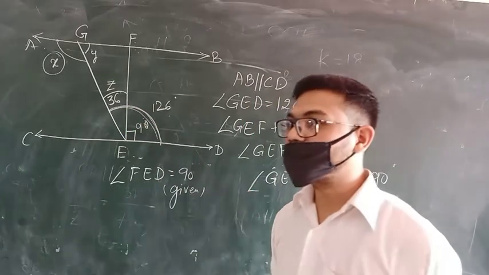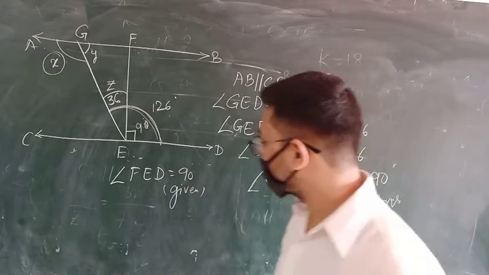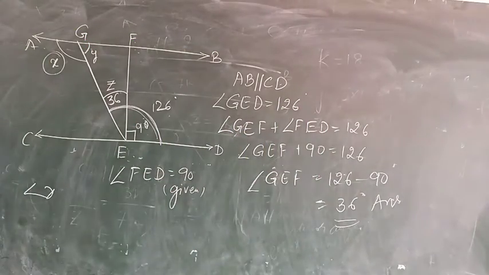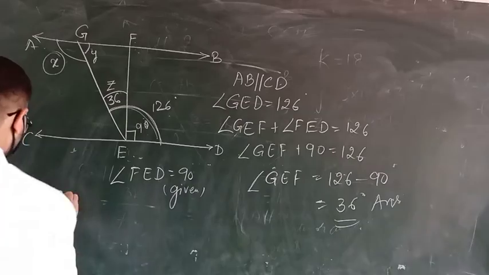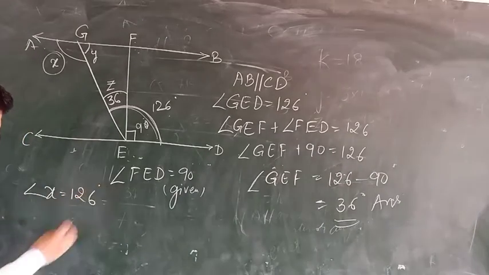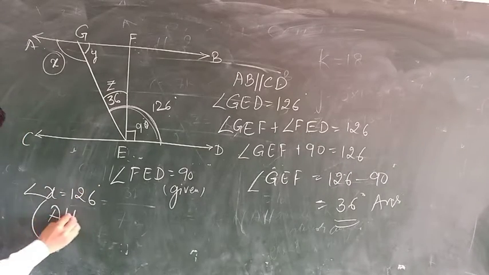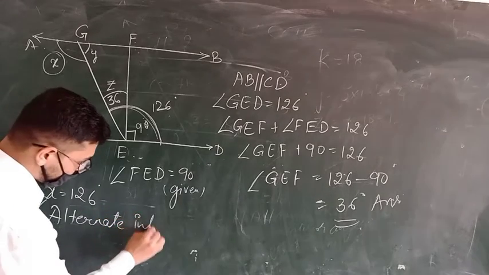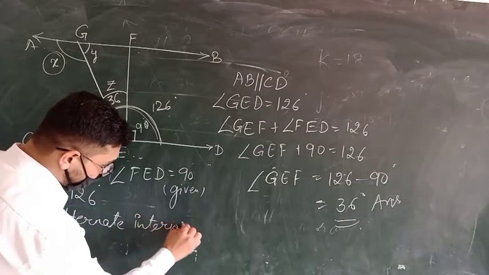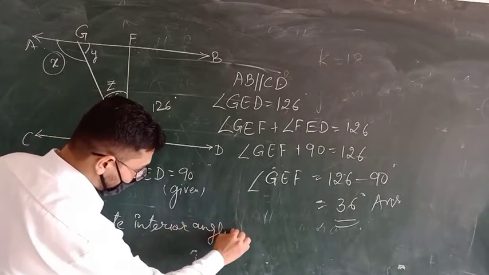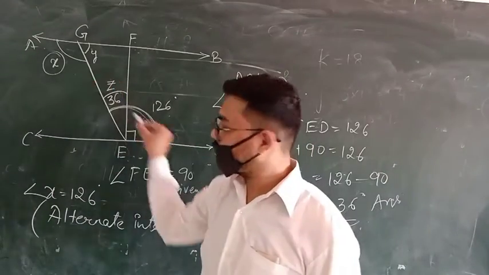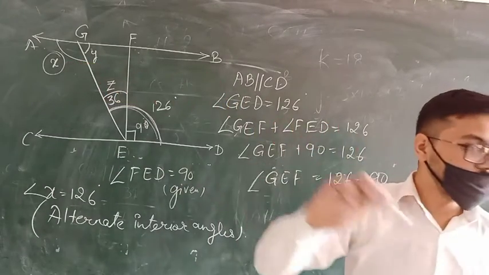The reason, beta, is alternate angles. So you can simply write angle X is equal to 126 degrees. The reason is alternate interior angles. Does anyone have any doubt here? How are these angles alternate interior angles? No. Okay.